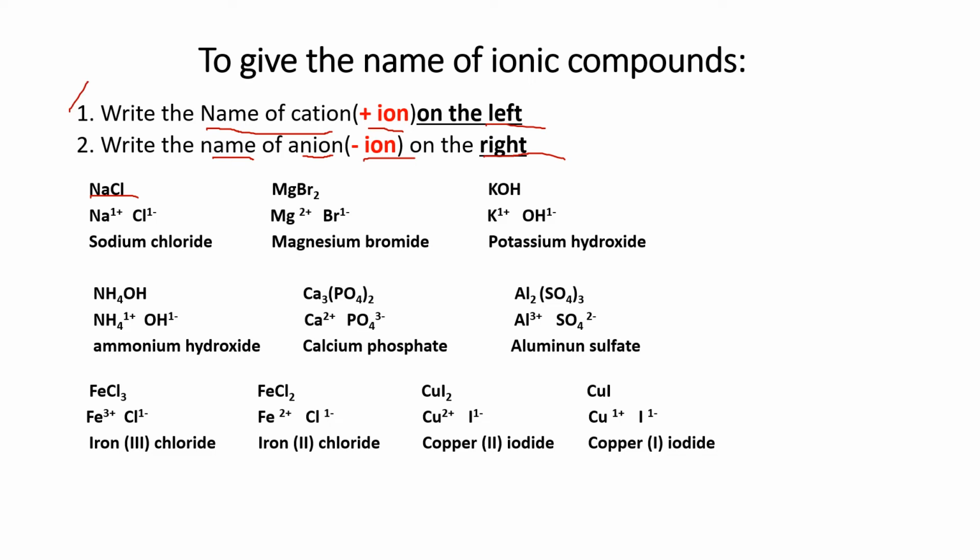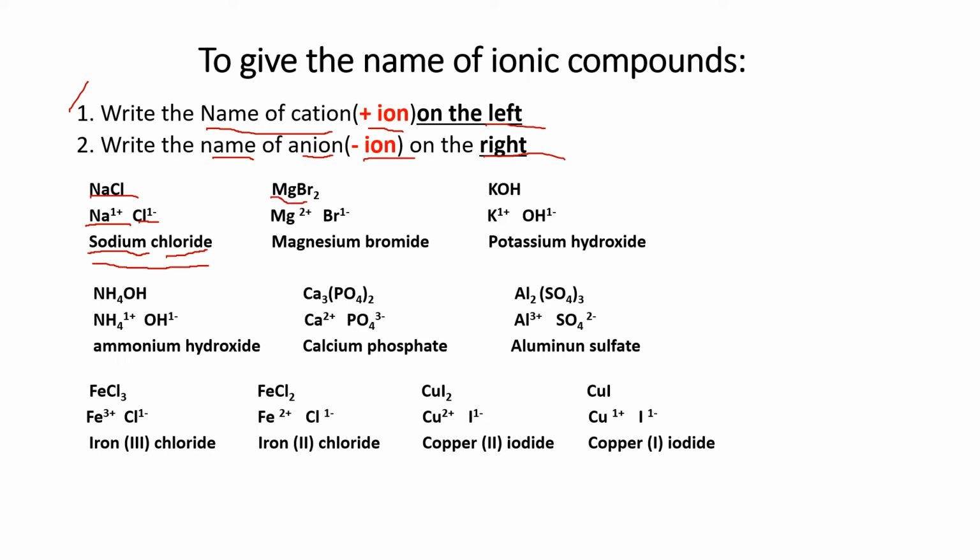Write the name of the cation. How do we know it is a cation? Because NaCl is composed of Na1 positive cation and Cl1 negative anion, and the name of the anion is chloride. So the full name is sodium chloride.